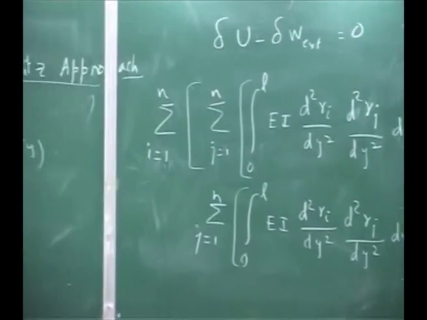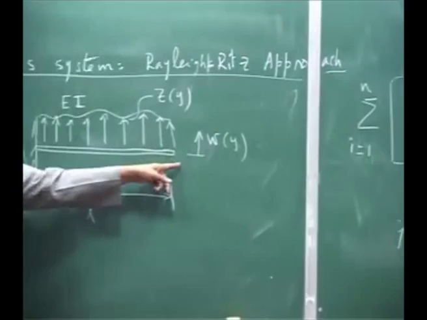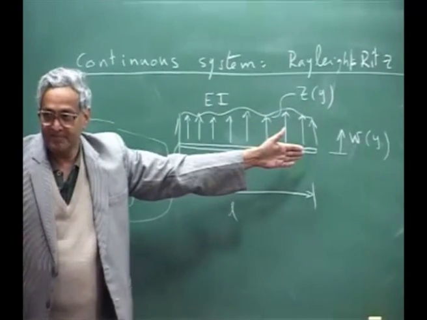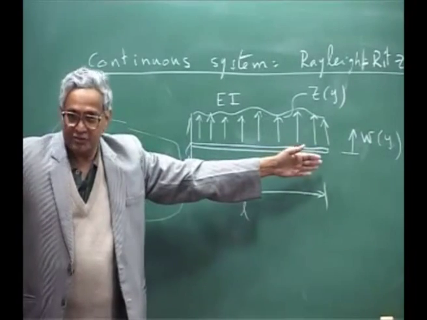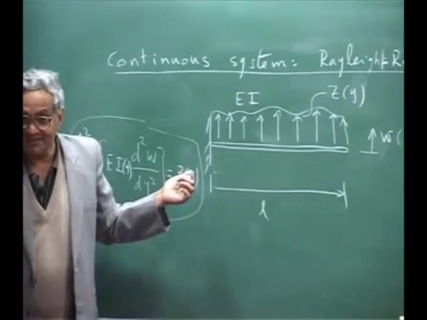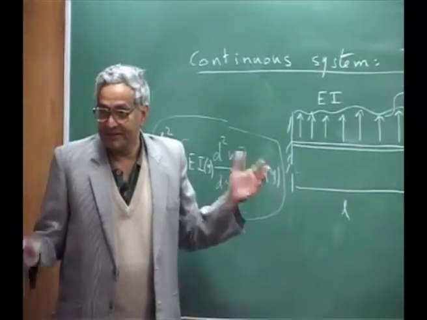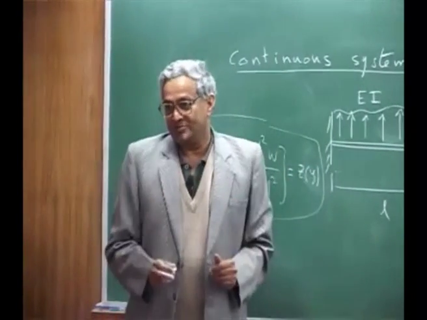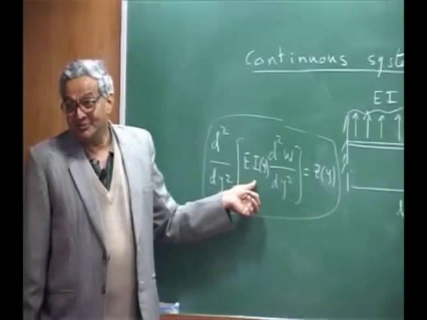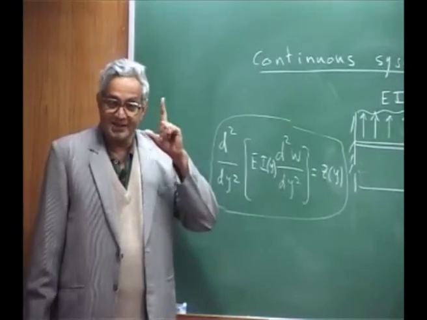4 boundary conditions. 4 means 2 on this side, 2 on that side. These 2 on that side are only the force boundary conditions. You will have the shear force, bending moment boundary condition. Here you have displacement boundary condition. Okay, they must be satisfied, and in addition it should satisfy the differential equation. Now you see, that is the exact solution.